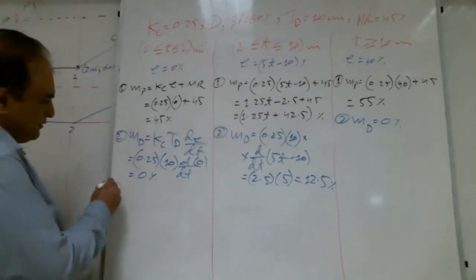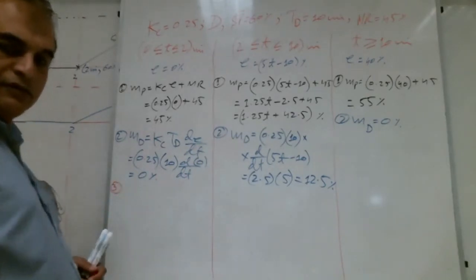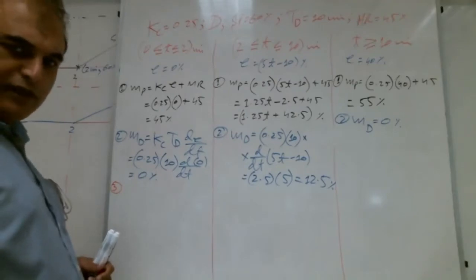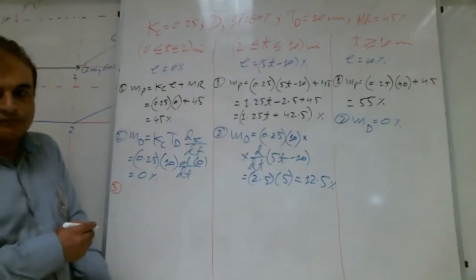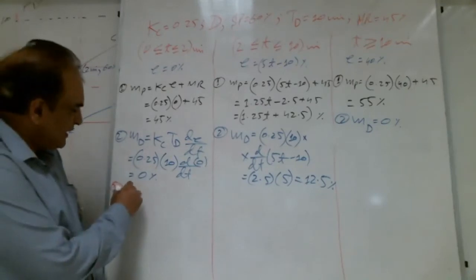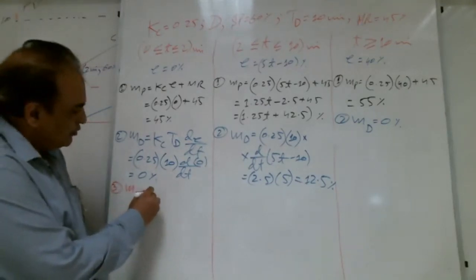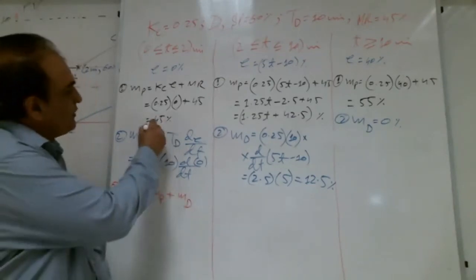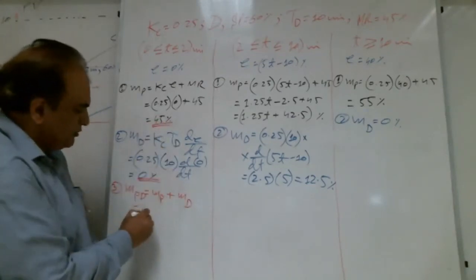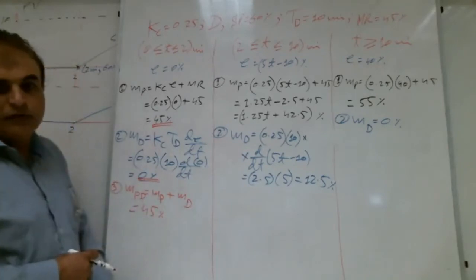Come with me? That's good. A lot of brothers are saying yes. Okay, what is the next step, Shabab? MPD, total output. MP plus MD. How much MP, Shabab? 45%. MD is 0. So 45%. Right, Shabab?